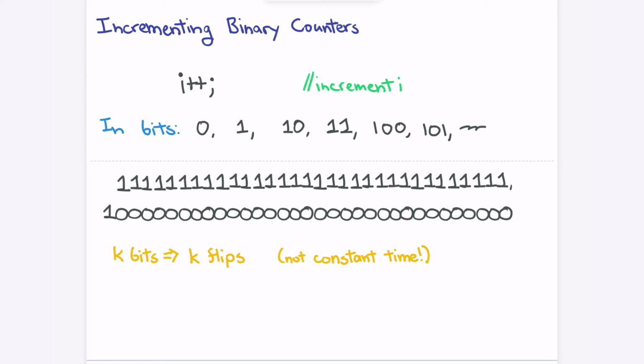But maybe a more realistic question is, as I just count from 1 to n, like you do in your for loop, how many total flips do you do? Because that's probably what you're actually observing when you use i++ in your loop. So, good.